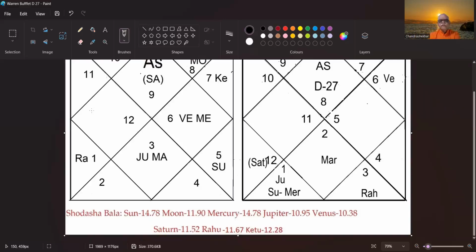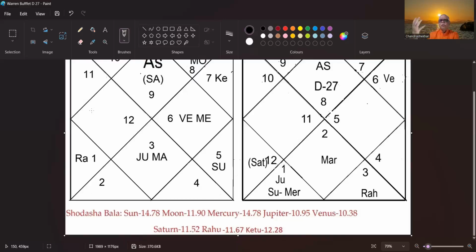Next, we see generally Mercury. I think I made a mistake and left out Mars, but Mars's strength is 13.25. This was my mistake while creating this slide, but I am sure you are kind enough to understand it. In our other lectures also, we have given the strength of Mars. That is 13.25 in the D27, that is the Shodasha Bala, 16 division strength is 13.25. So it is again going nearer the 15 point mark. Jupiter is 10.25, etc., etc. You can see Mercury is 14.78.